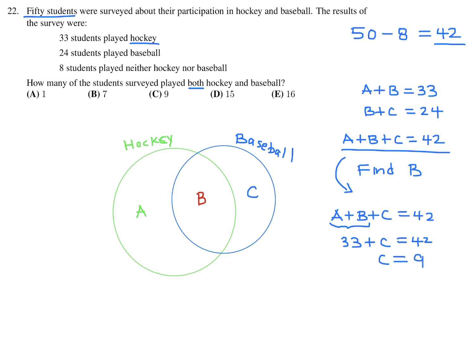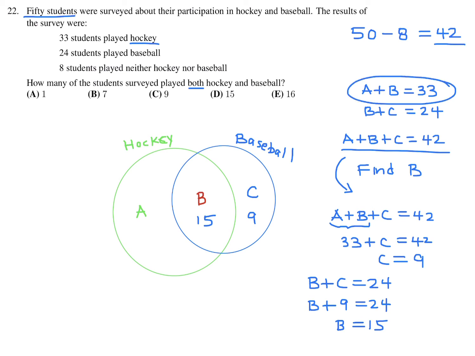And then I can substitute the value of C equals 9 into that equation. B plus C is 24. And that would give me B plus 9 is 24. And therefore B is 15. So this is 15, this is 9. And if you use any of these equations to get a value for A, you'll get A is 18. But we were only asked to figure out B, which is 15, and therefore number 22, the answer is D.